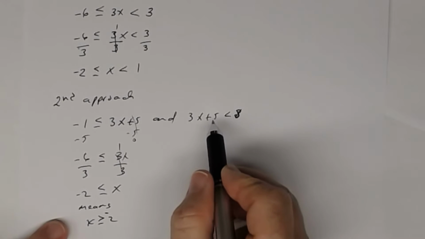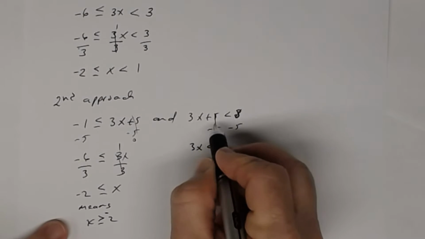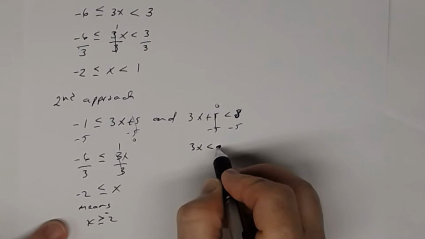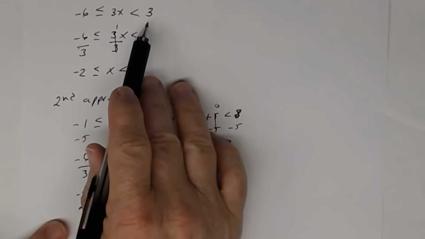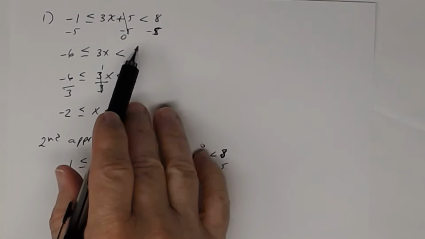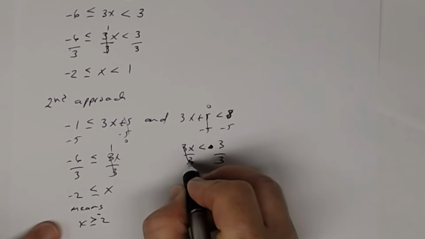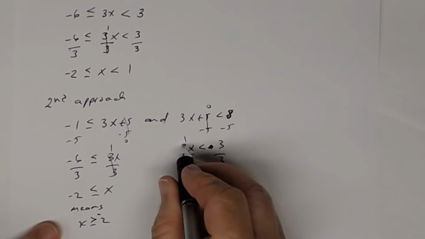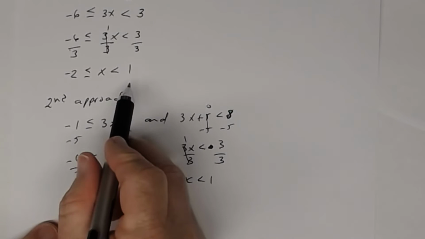Over here, if I solve this simple inequality, subtract 5 from both sides, I get 3x, this is 0, is less than 8, and the negative 5 is a 3. So notice this 3 corresponds to this 3 right here. And then if I divide both sides by 3 and simplify, I get 3 divided by 3 is 1. 1 times x is x is less than 3 divided by 3 is 1, and that 1 corresponds to this.